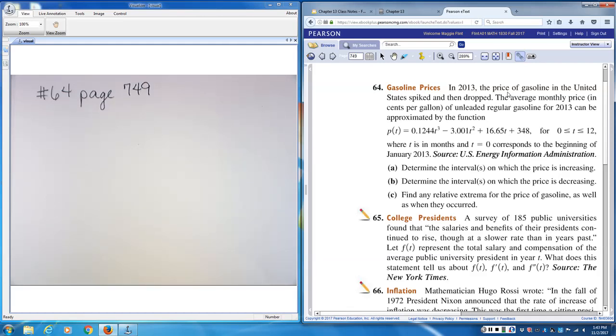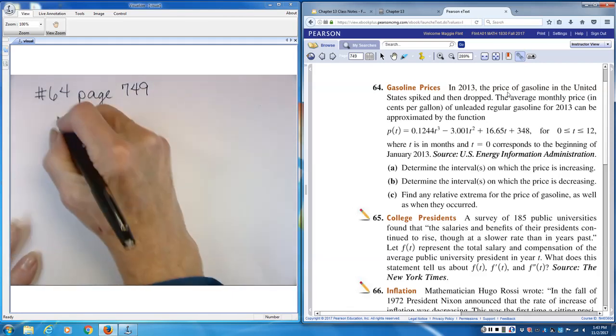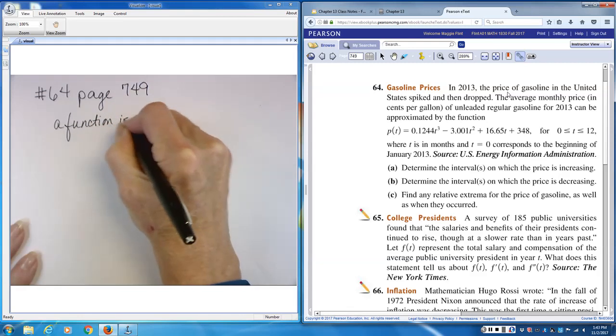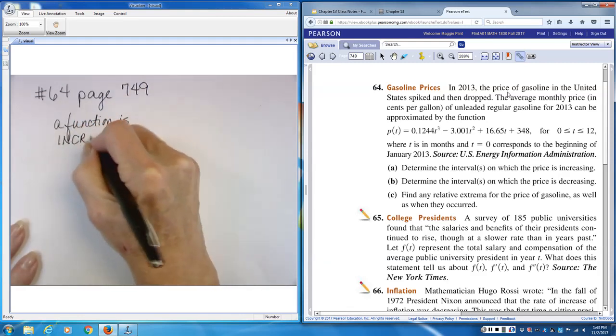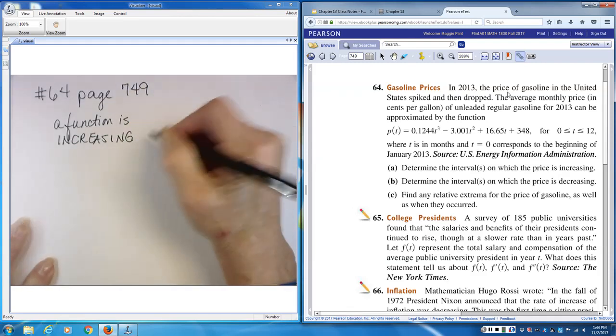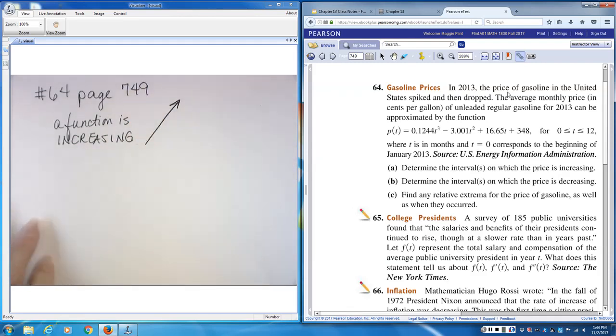What they want us to do is they want us to determine the intervals on which the price was increasing, the intervals on which the price was decreasing, and then find any relative extrema. So we need to actually talk about what those three things mean. A function is increasing when, if you read the graph, it travels upward from left to right.